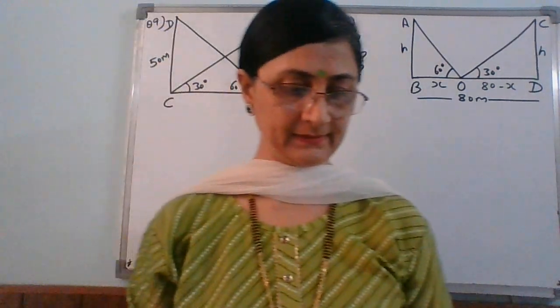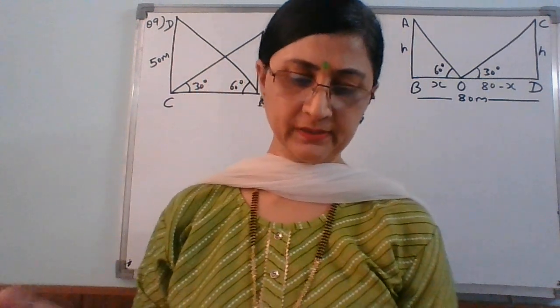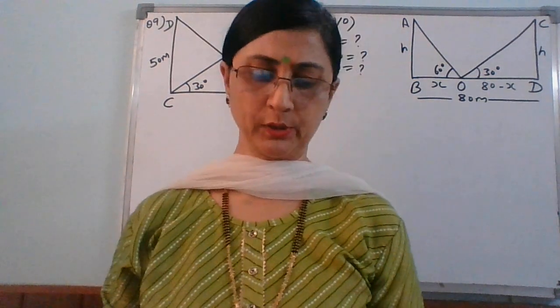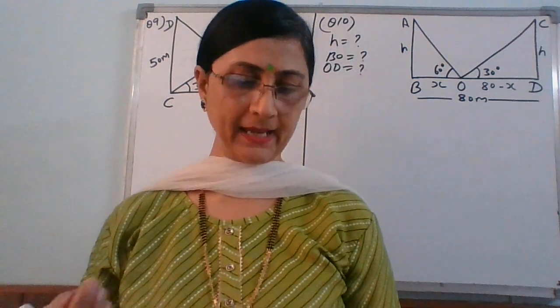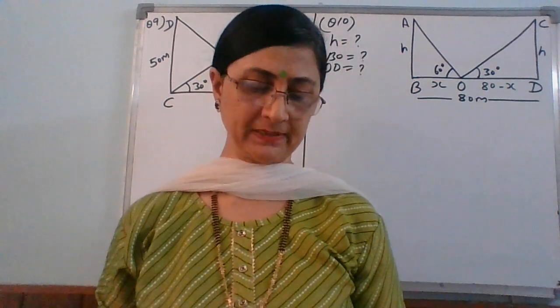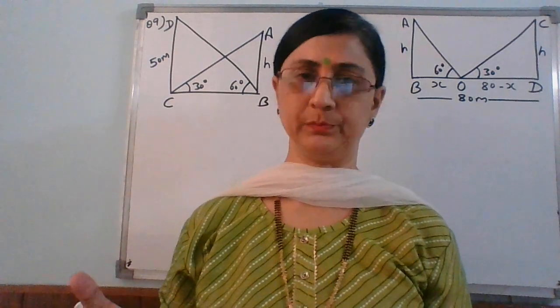Now question number 10. Two poles of equal heights are standing opposite each other on either side of the road, which is 80 meters wide. From a point between them on the road, the angles of elevation of the tops of the poles are 60 degrees and 30 degrees respectively. Find the height of the poles and the distances of the point from the poles, right?